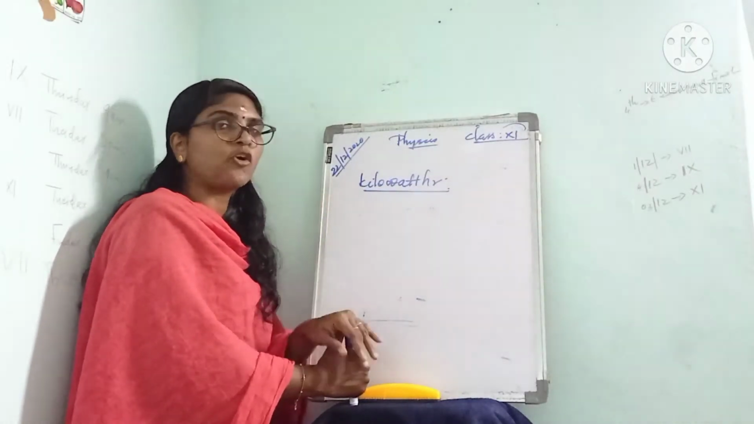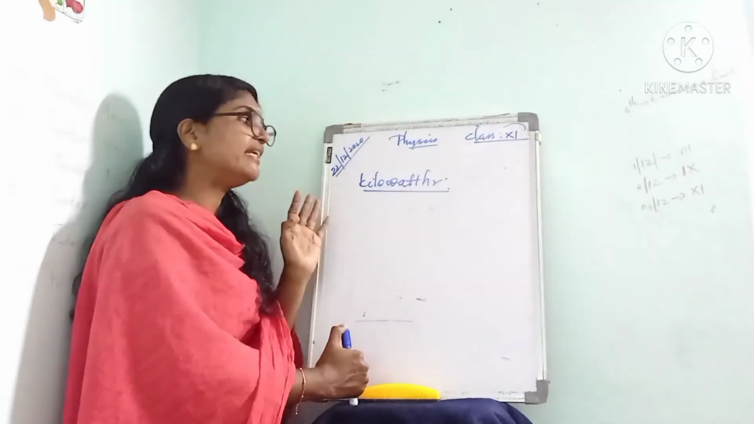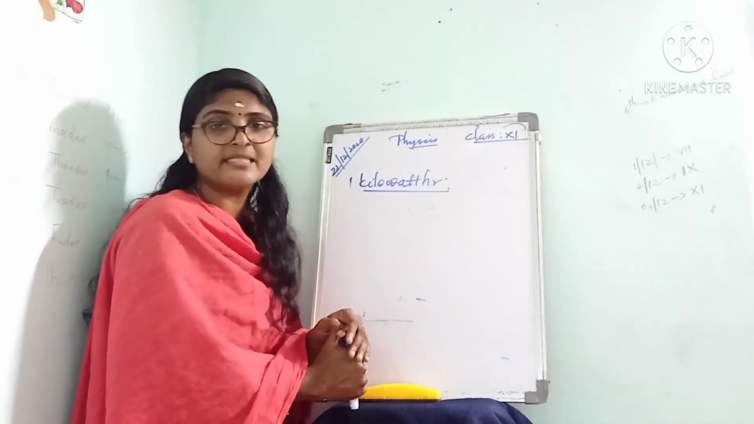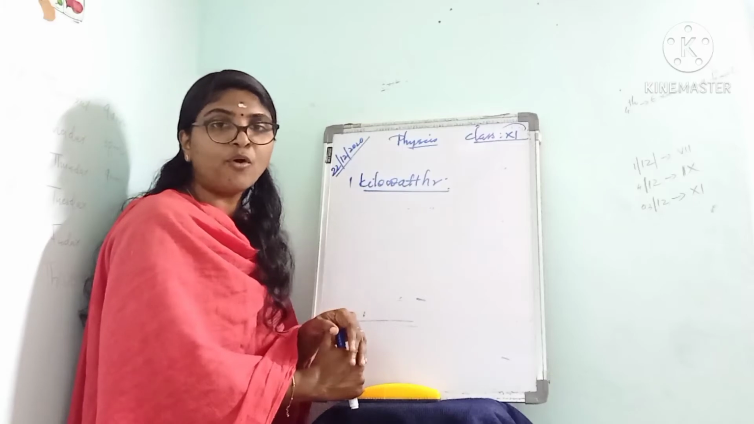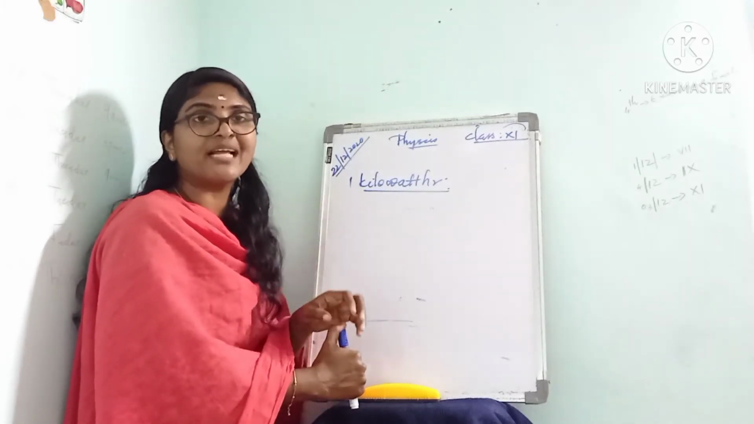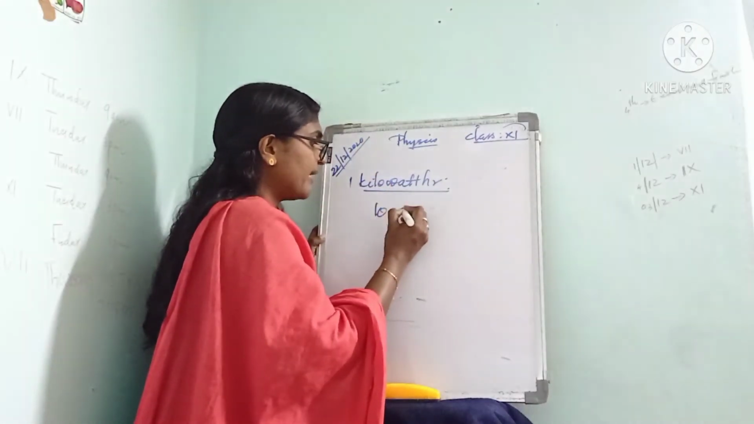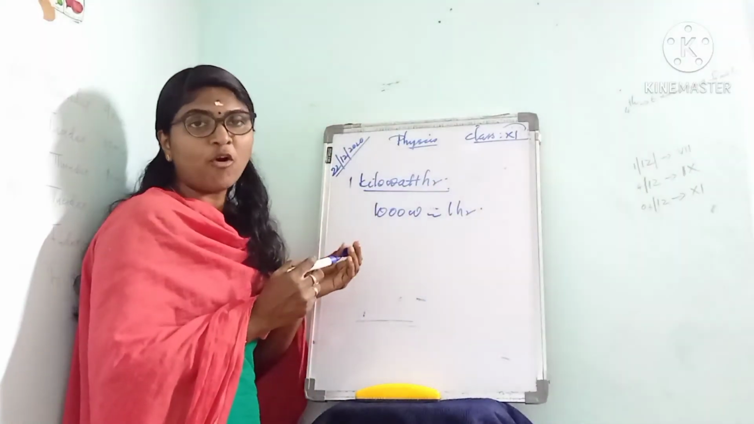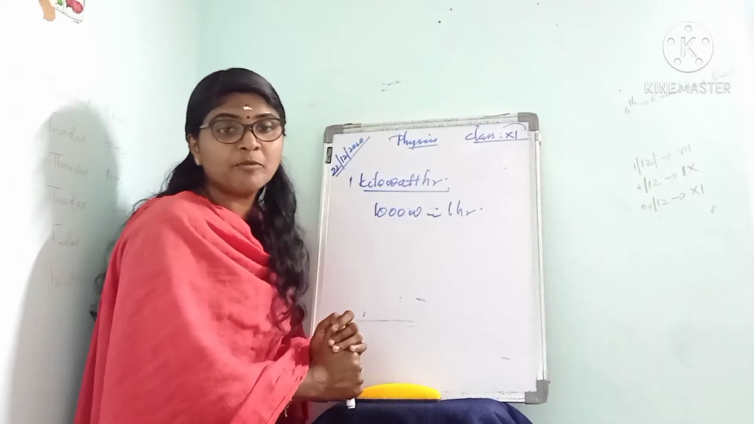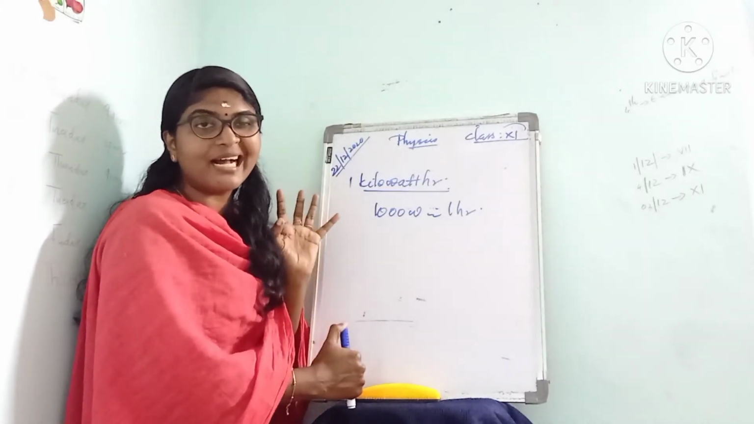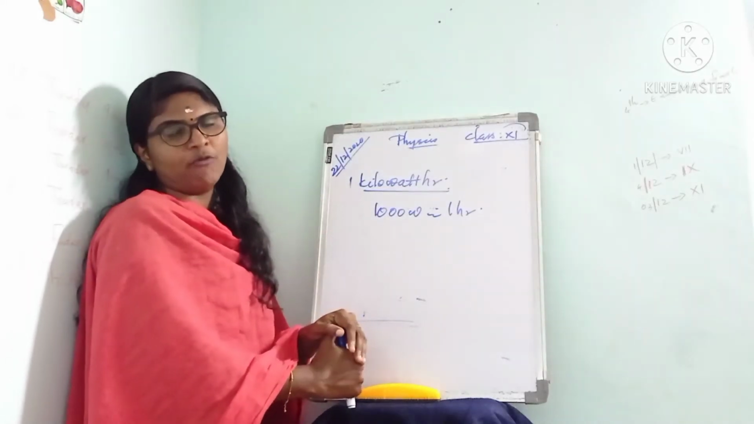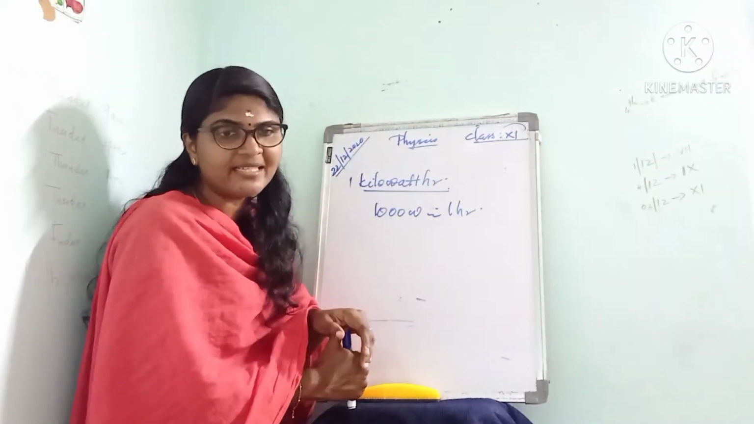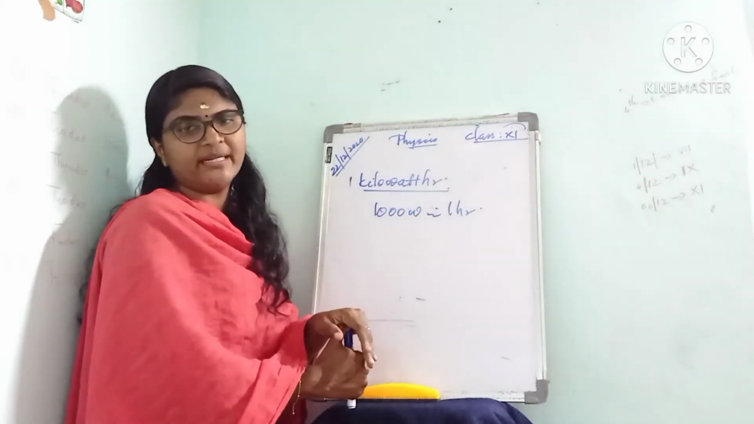We can define 1 kilowatt hour as the electric energy consumed by a device of 1000 watt in 1 hour. Listen, 1 kilowatt hour is the electric energy consumed by a device of 1000 watt in 1 hour. What is 1 kilowatt hour? It is the energy consumed by an electric device of 1000 watt in 1 hour.